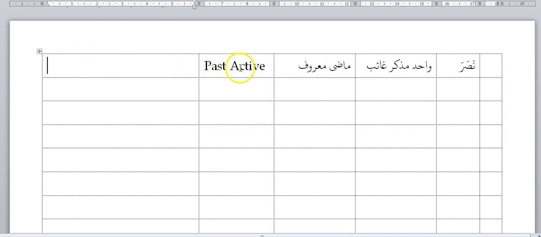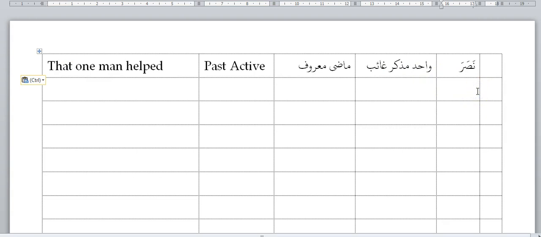Past active means that you know who the doer of the verb is. So Nasara would mean that one man helped. Okay, so that's active tense and it's in the past. We know that it was one man because it's Wahid Mudhakkar Ghaib, which means that the doer was a Wahid Mudhakkar Ghaib.